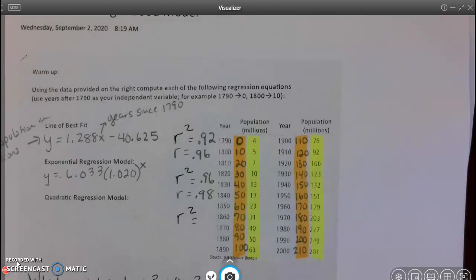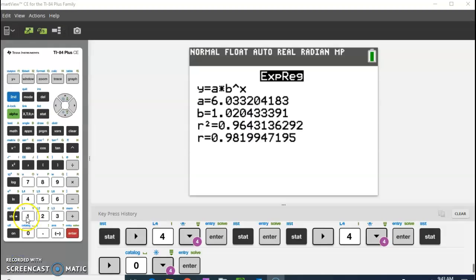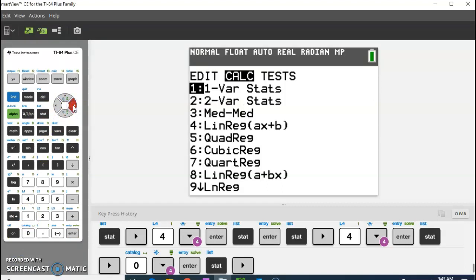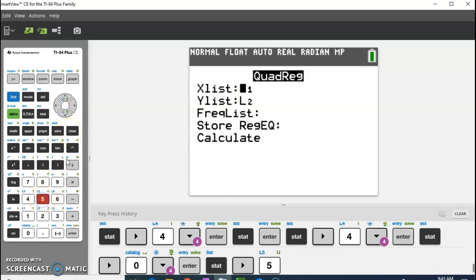So now I need to go back to my calculator and calculate the quadratic regression model. So I'm here at exponential regression. I'll go to stat and calculate, and this time I'll go to quadratic regression, which is choice 5. Ask my calculator to calculate that.